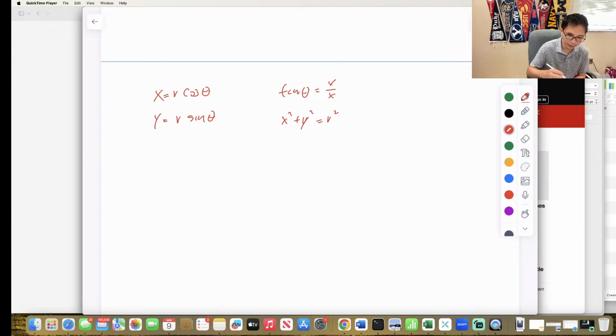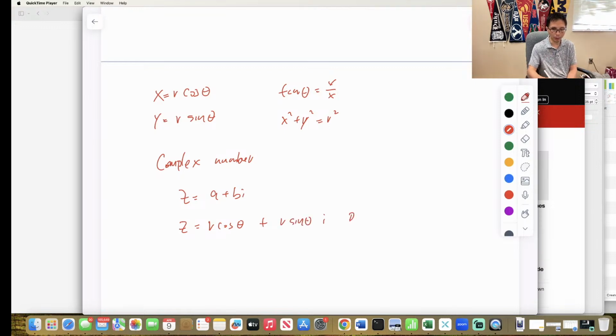What else you need to know that is really related to this is the complex number. So a complex number z equal to a plus bi, or z is equal to r cosine theta plus r sine theta i. So this is called polar form.